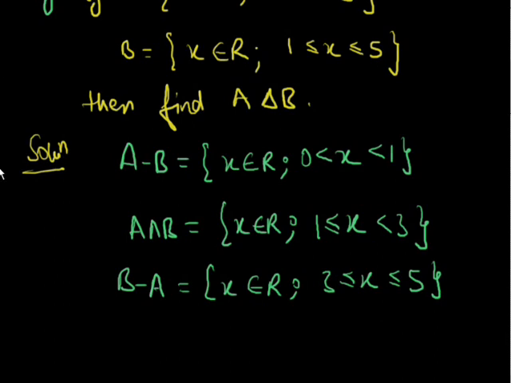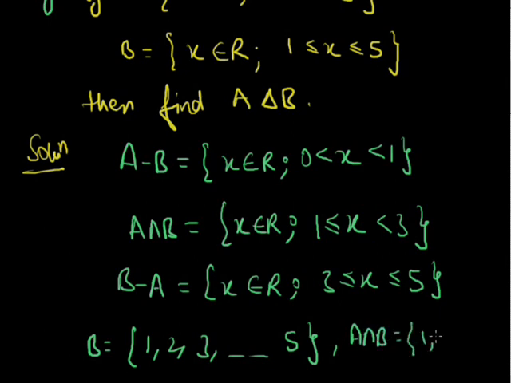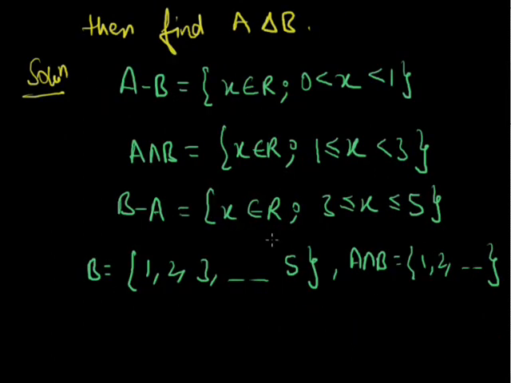How we got this, if we analyze it: the set B contains the elements starting from 1, let's say 1, 2, 3, in this way all up to 5, all real numbers are there, and we have removed the A intersection B part from this. A intersection B is the part having the elements 1, 2, and similarly up to 3, in which 3 is not included. So we have removed all these elements from B, and accordingly we got B minus A. That's why B minus A is a set of elements from 3 to 5, and 3 and 5 both are inclusive.